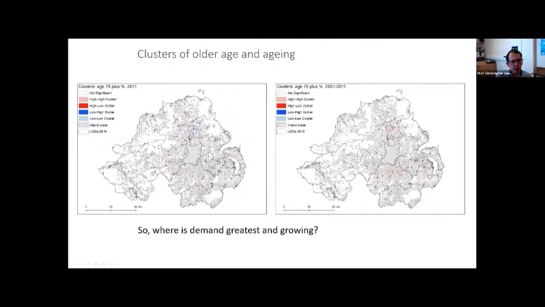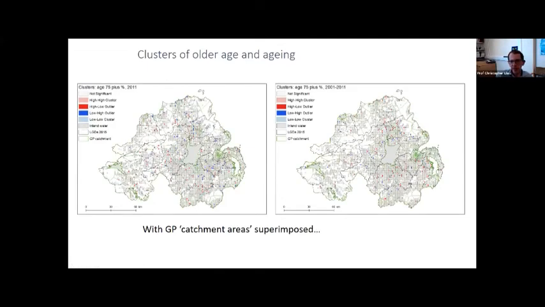So on the left, we've got a map of significant clusters for those aged 75 plus in 2011, and on the right hand side is change between 2001 and 2011. So again, these pinky colors, for example, here are places where there is a significant cluster of localities with an increase in the percentage of population aged over 75. And this is superimposing GP catchment areas. This is the map that I showed you earlier. So if you've got any grid cell that's in a particular boundary of one of these green areas, it is closer to the GP surgery at the center of that area than it is to any other one. So it's a way of starting to integrate the data sources.